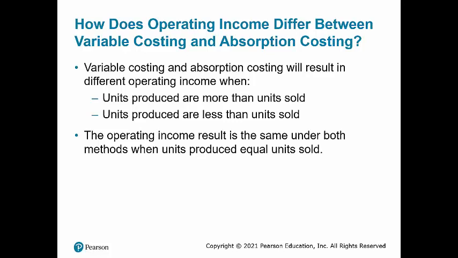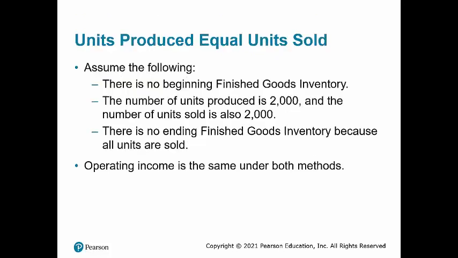There are three different scenarios to consider. 1. The units produced equal units sold. 2. Units produced are more than units sold. And 3. Units produced are less than units sold. Assume that there is no beginning finished goods inventory.